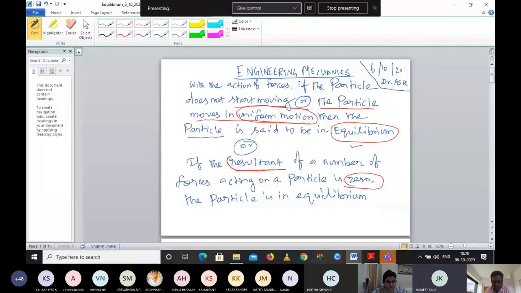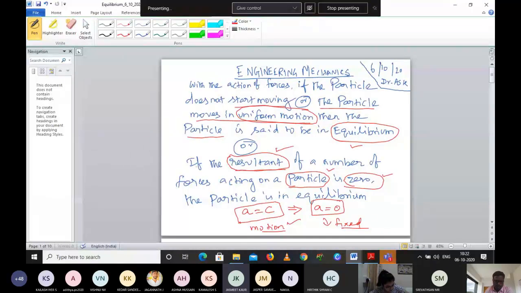As per our friend's suggestion, whatever resultant force is acting on that particular particle will be 0. If it is in equilibrium, the resultant will be equal to 0. Any other point you want to convey apart from resultant equal to 0? You can add some more points also. Summation of horizontal forces is equal to 0 and summation of vertical forces also should be 0. These 2 points you add with R equal to 0. So these are the 3 major things you have to remember. This is 1, this is 2 and this is 3.